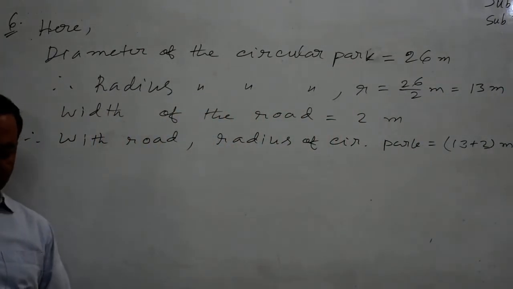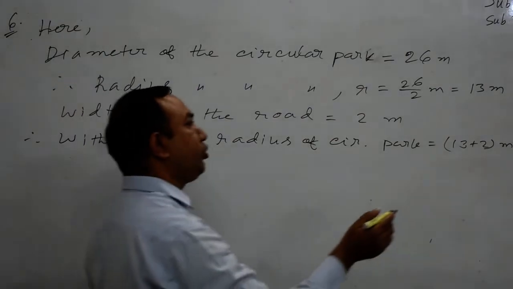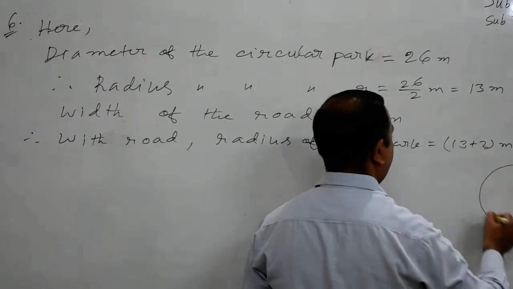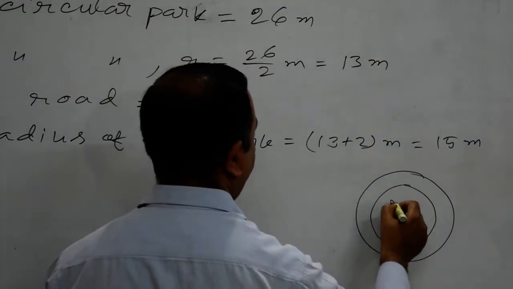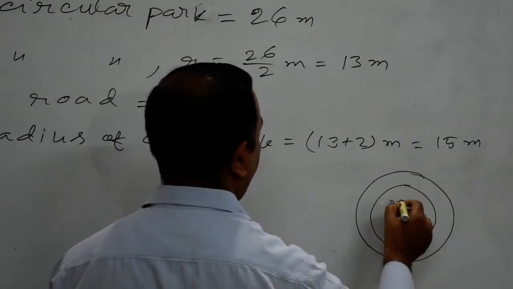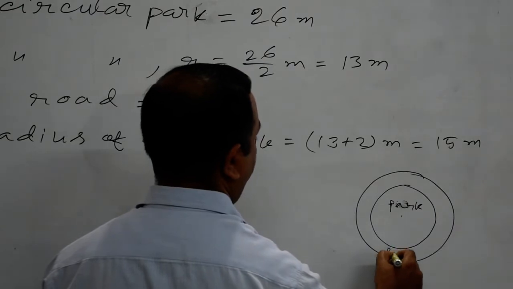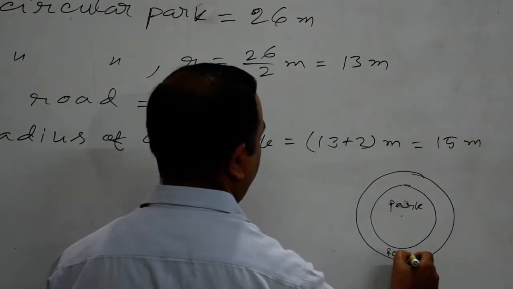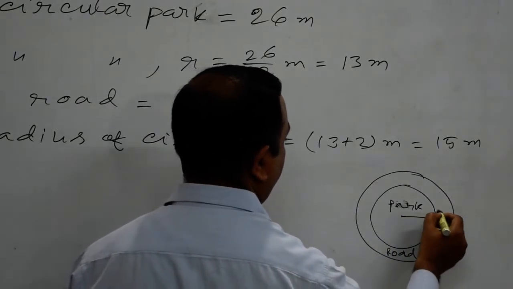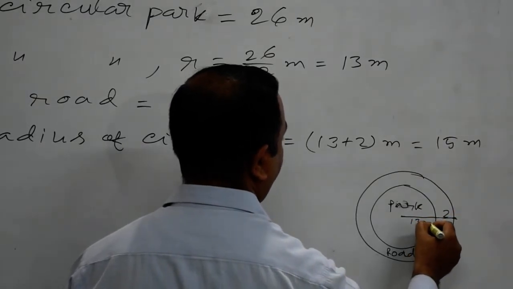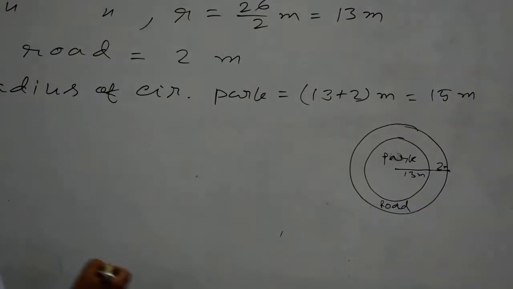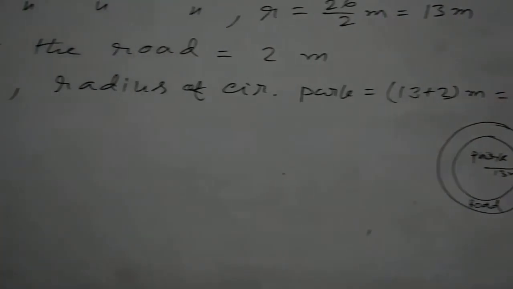So now if necessary you can draw the figure also, like this. That is park, that is road. So this is 2 meter, this is 13 meter. So how will you find the area?